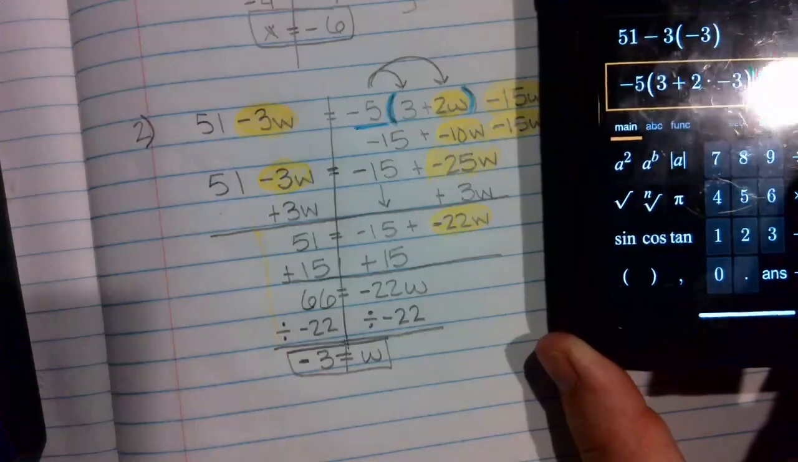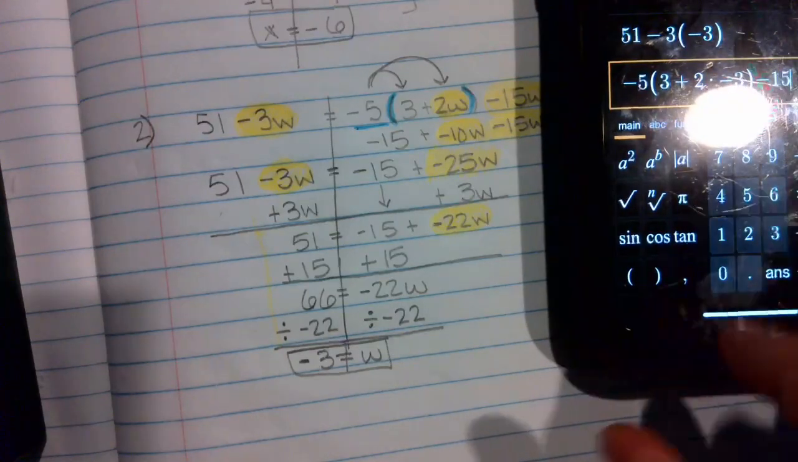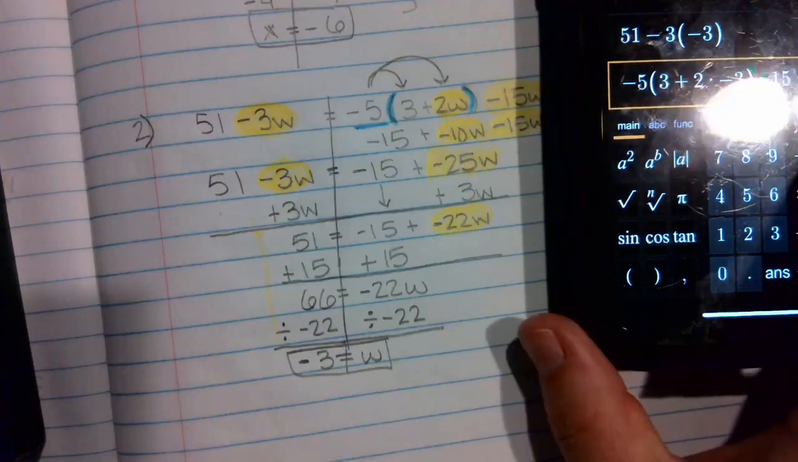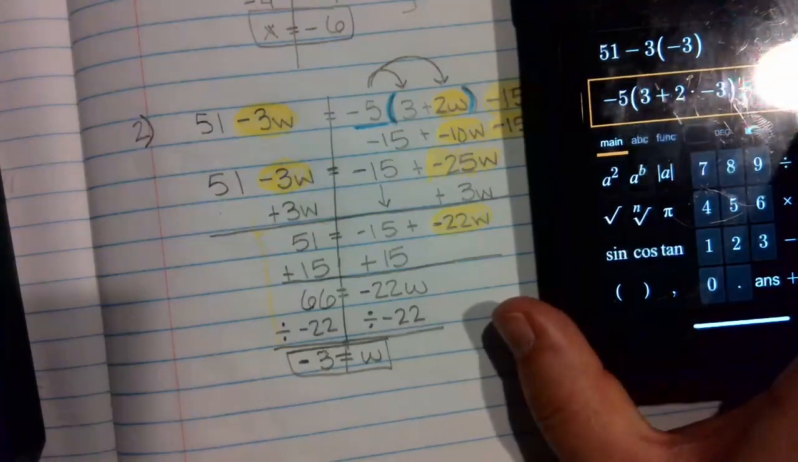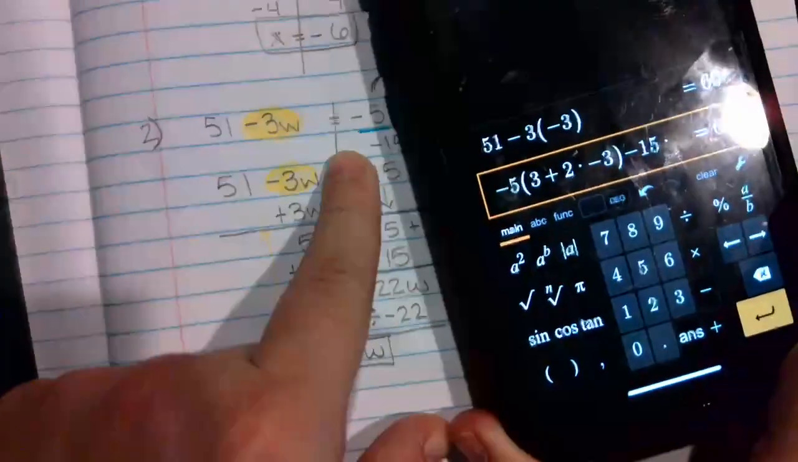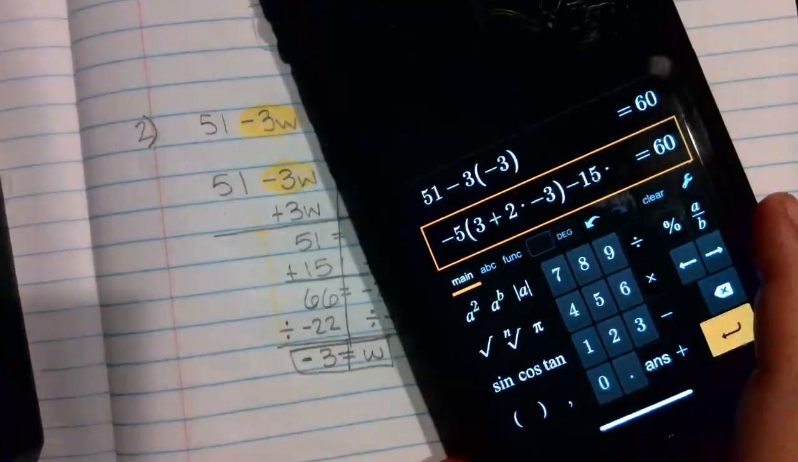This is so long, my calculator's not even going to show it all. Okay, minus 15 times our w, negative 3. Yeah, my calculator stopped showing after I typed it in. But in the end, we said that they have to be equal, they have to be the same. And look, they both equal 60.